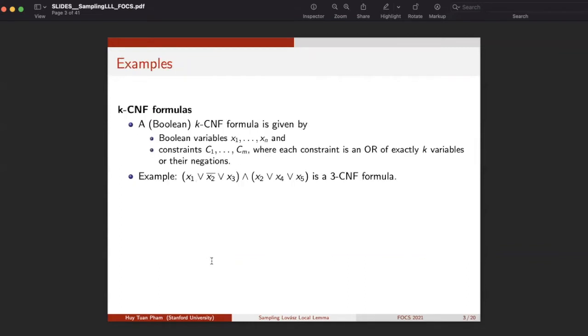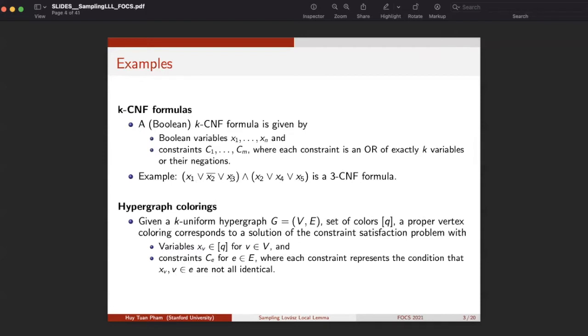So what are some motivating examples of constraint satisfaction problems? We have k-CNF formulas, which are simply a logical AND of a bunch of logical ORs of k variables. So for example, here is a 3-CNF formula. So a k-CNF formula is a constraint satisfaction problem where each constraint is simply this logical OR of k literals. Another example is that of hypergraph colorings. So given a k-uniform hypergraph G and a set of colors Q, a proper vertex coloring would correspond to a solution to the constraint satisfaction problem where we set up one constraint per edge, which represents the condition that the colors of the vertices in that edge are not all identical.